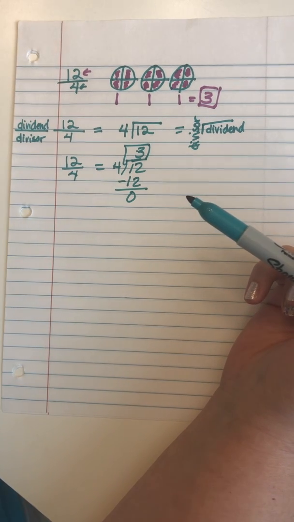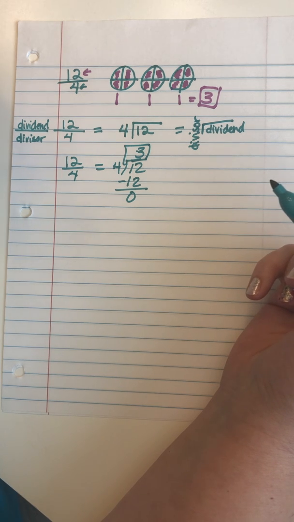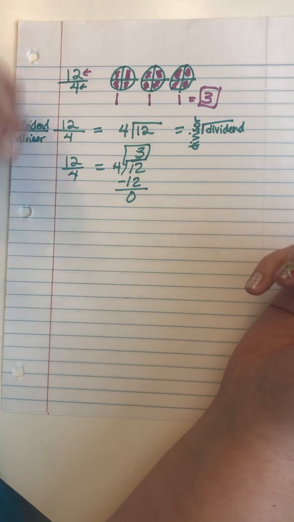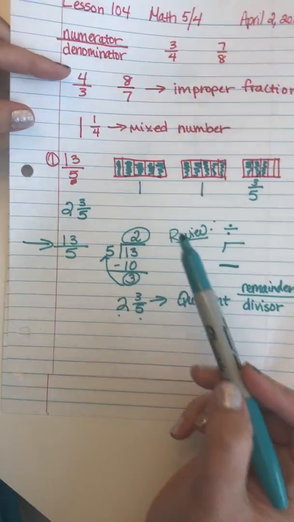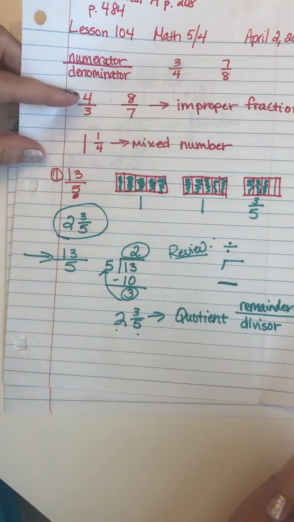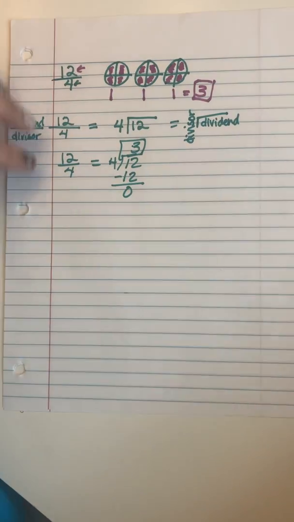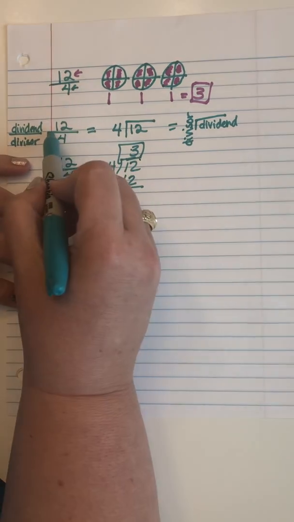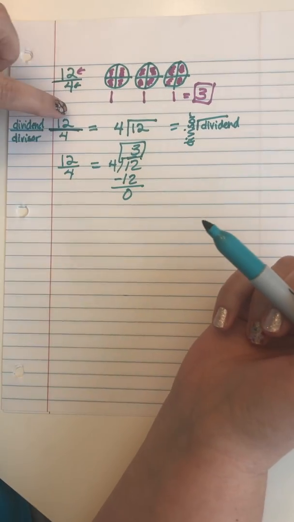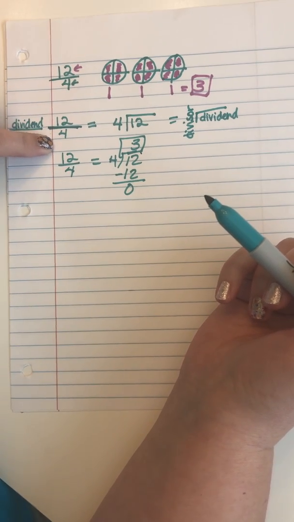Okay? So to change an improper fraction to a mixed number or to a whole number, as we see it can be a whole number. Our first one became a mixed number. Our second one became a whole number. To do that, we divide the numerator by the denominator to get your answer.